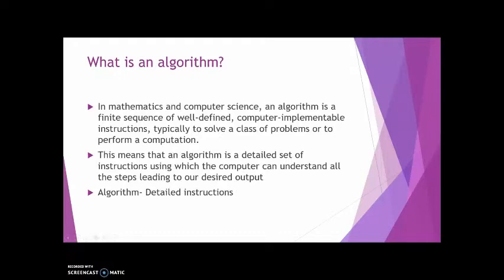So an algorithm is basically a well-defined, detailed set of instructions using which the computer can understand all the steps leading to our desired output. Whatever output we want, we give the computer a set of very detailed instructions to reach that output and to get the perfect output exactly the way we want it. So I think this is an overview of what an algorithm is. An algorithm can be called detailed instructions.